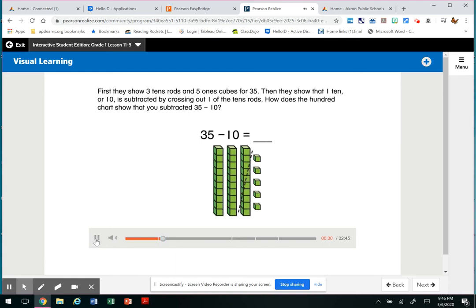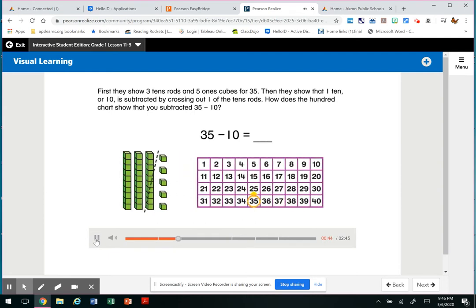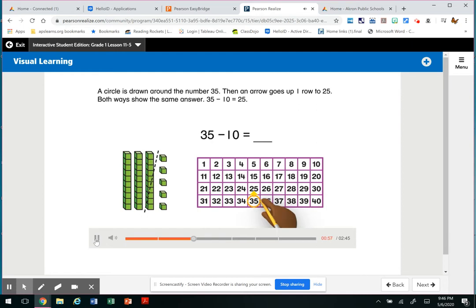First, they show 3 tens rods and 5 ones cubes for 35. Then they show that 1 ten, or 10, is subtracted by crossing out one of the tens rods. How does the 100 chart show that you subtracted 35 minus 10? A circle is drawn around the number 35. Then an arrow goes up one row to 25. Both ways show the same answer. 35 minus 10 equals 25.